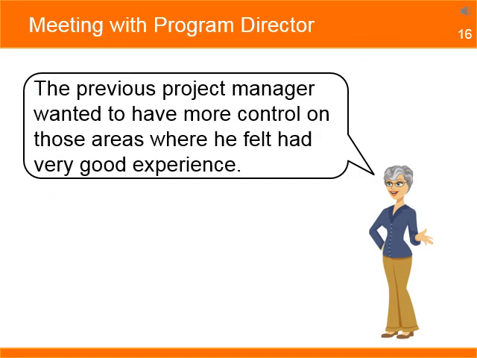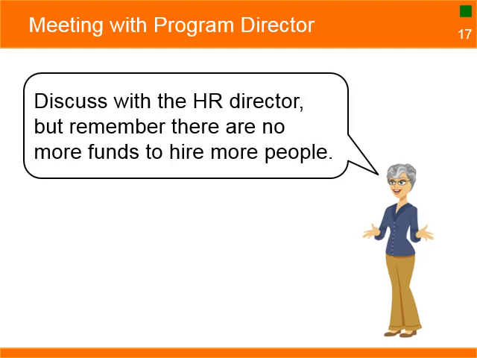She mentions that the previous project manager wanted to have more control on those areas where he felt he had very good experience, and due to the high visibility of the project, he wanted to make sure there would be no problems. You give her some suggestions to change the RACI matrix, and explain that with these changes, the problems identified by the team members will not happen again and will even help improve morale. She agrees.